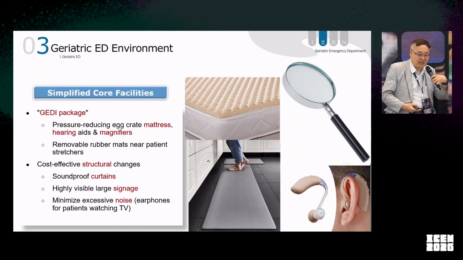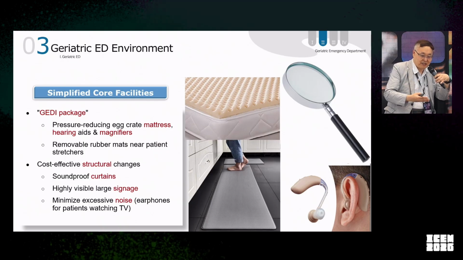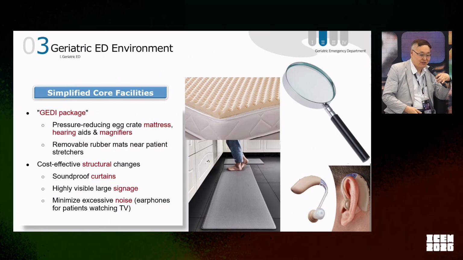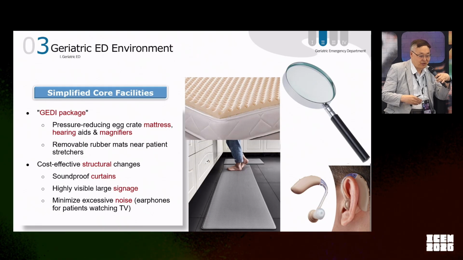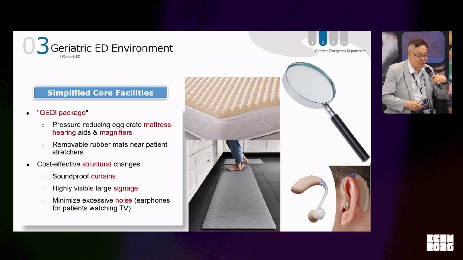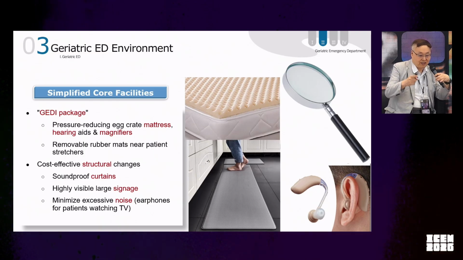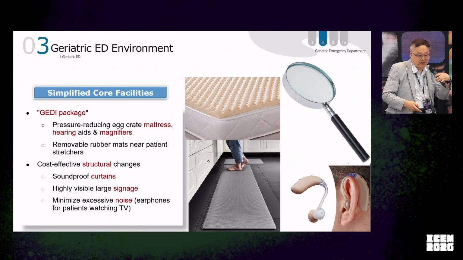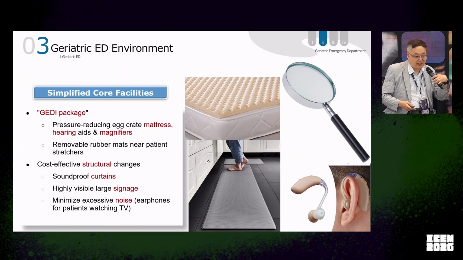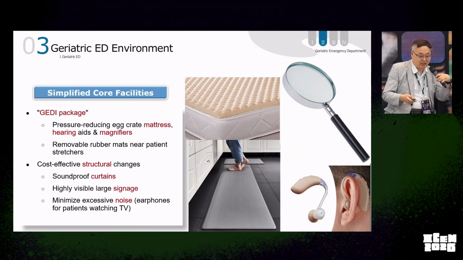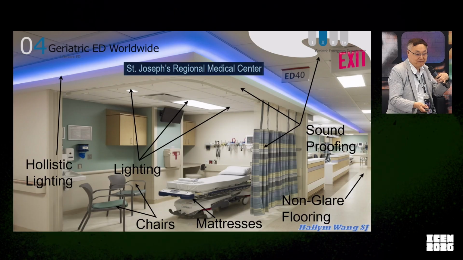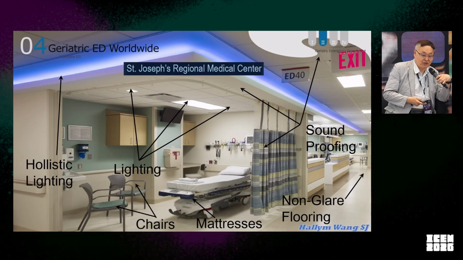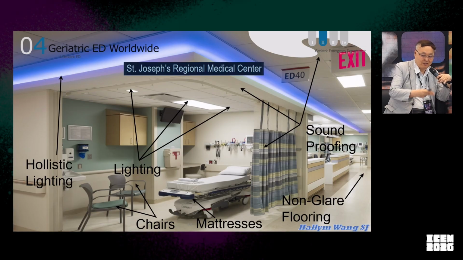But as you see, there are so many facilities and equipment that you can invest much money. So there is a recommendation, a simplified core facility set we call the JEDI package. It includes an egg crate mattress, hearing aids, magnifiers, rubber mats, plus cost-effective structural change. So this is a sample of geriatric emergency departments worldwide. This is the U.S.